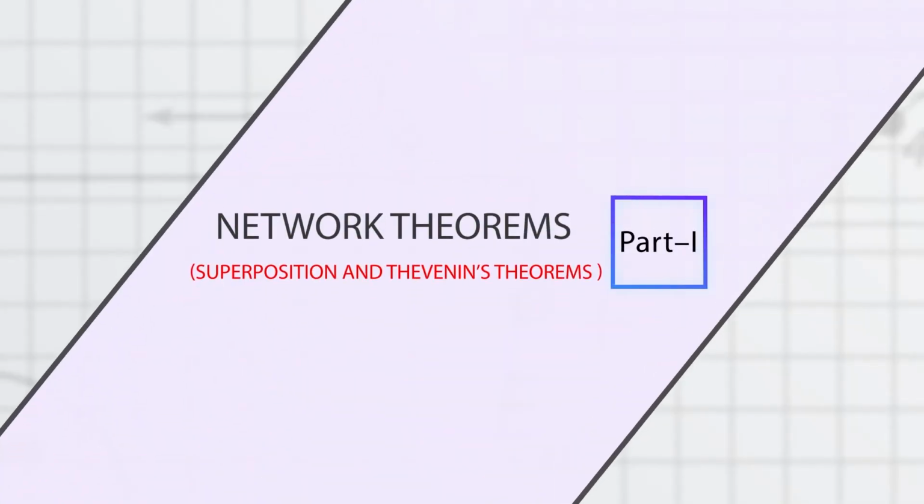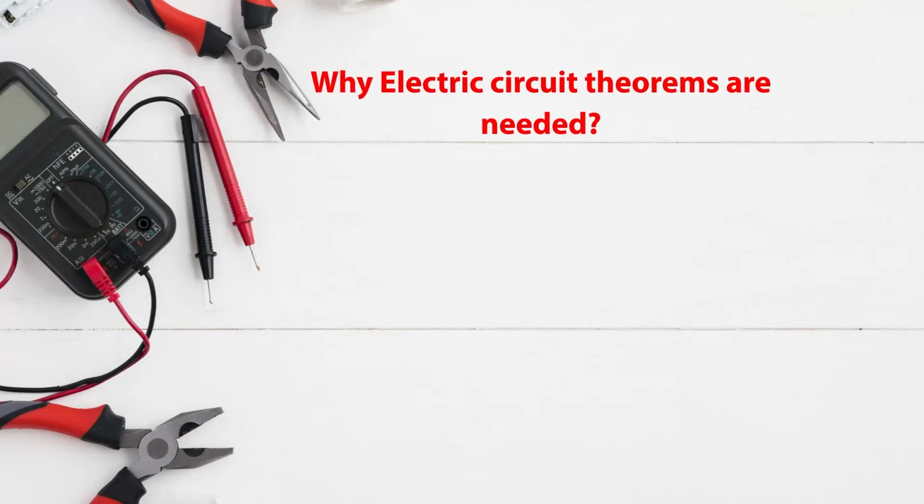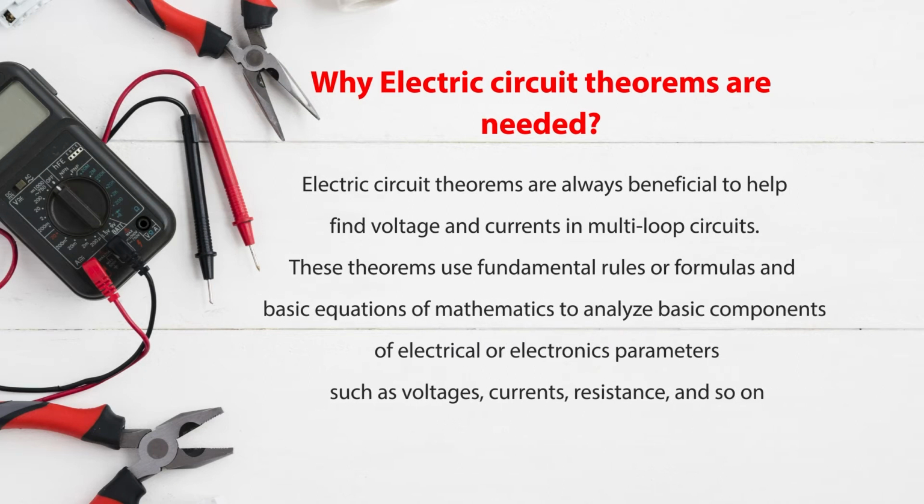In this particular session we will discuss two theorems, that is the superposition theorem and Thevenin's theorem. Now we have to understand why electrical circuit theorems are needed. Electrical circuit theorems are always beneficial to help find voltage and current in multi-loop circuits. These theorems use fundamental rules or formulas and basic equations of mathematics to analyze basic components of electrical or electronics parameters such as voltage, current, resistance and so on.